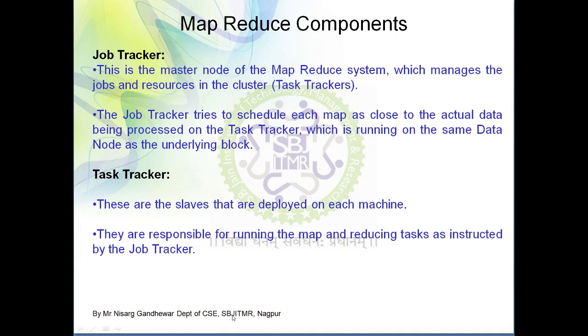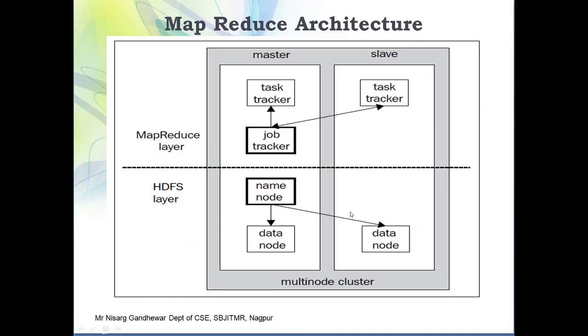And then the task trackers, these are the slaves that are deployed on each machine, and they are responsible for running the MapReduce tasks as instructed by the job tracker. So the job tracker we can say is the coordinator, who will assign the tasks to a number of slaves by means of task trackers. Task tracker is the actual worker who is going to run this MapReduce processing on the various nodes. So this is the role of a job tracker.